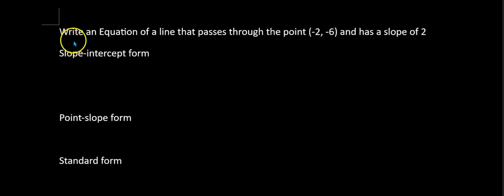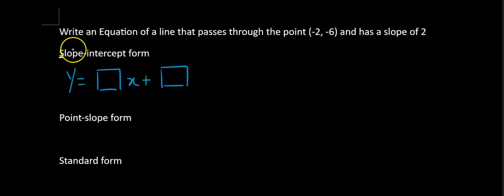Welcome back. In this practice, we're going to use the given information to write an equation in three different forms. The first one is slope-intercept form. Let's put down here a number for the slope and a number here for the y-intercept.